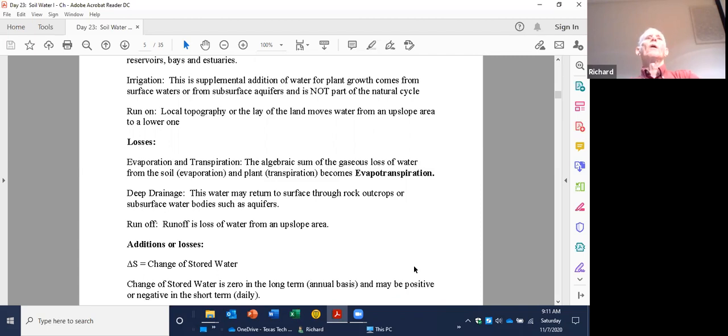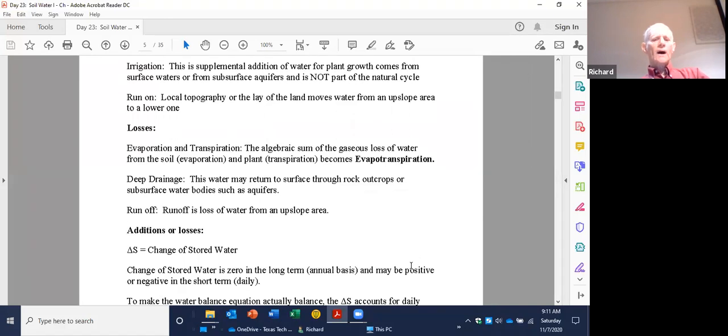Transpiration is water loss from the stomates of the plant to the atmosphere. And again, it goes from a liquid to a gas. Evapotranspiration is the algebraic sum of evaporation and transpiration. Deep drainage is water that returns to the surface through rock outcroppings or subsurface water, such as aquifers. Runoff is loss of water from an upslope area.